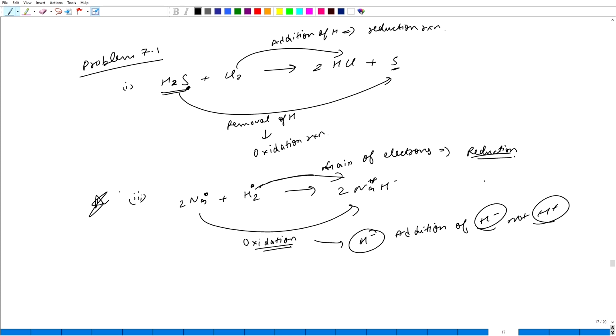In the next class we will discuss what happens if two elements are there which both want to oxidize, then which will preferably be oxidized first or reduced. We will see that in the next lectures.